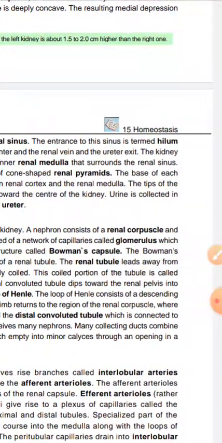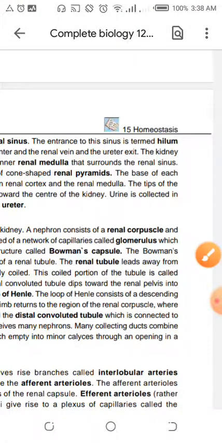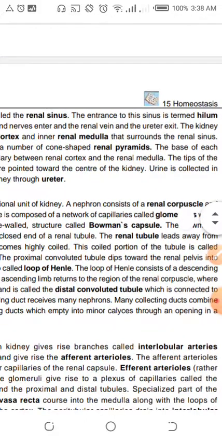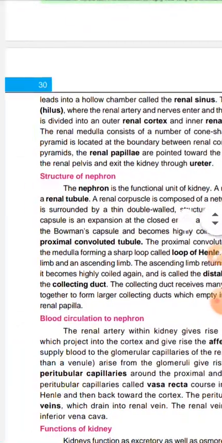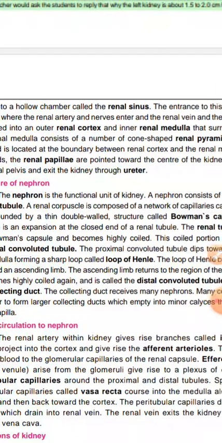One is the renal tubule. This is the first part of the nephron. Second part of the nephron, I will say renal corpuscle. I will show you the slide. Renal corpuscle. This is the renal corpuscle, equal to Bowman's capsule.